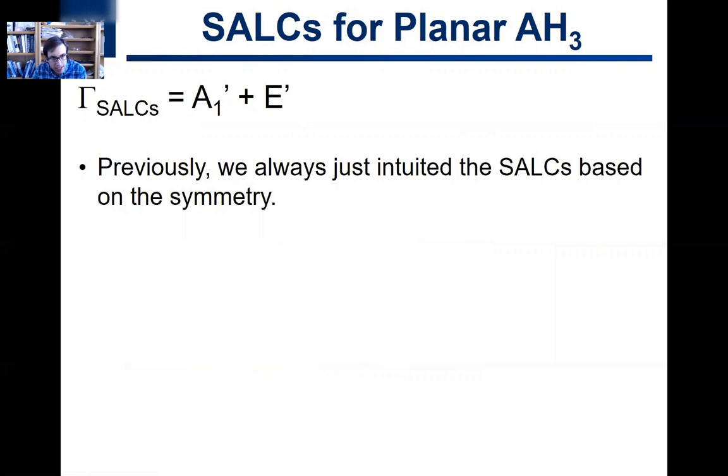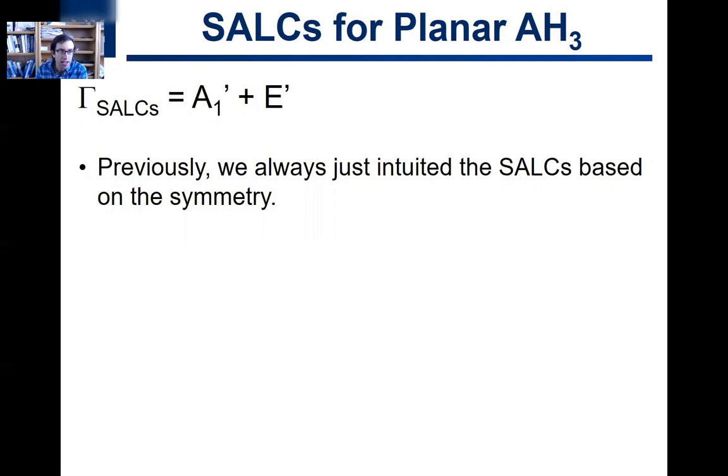Here's where we finally get to something that I've been telling you for a while in chapter 5 we would get to. And that is the use of the projection operator to figure out what the SALCs should look like. Previously, we've always just intuited what the SALCs should be like based on the symmetry, and then kind of after the fact, checked what they are. But in some cases that can be very difficult, or I've just given you the SALCs, right? And told you, hey, look, here is how the symmetry works, and we can check it, and yes, the symmetry works. But we haven't been able to come up with it from scratch.